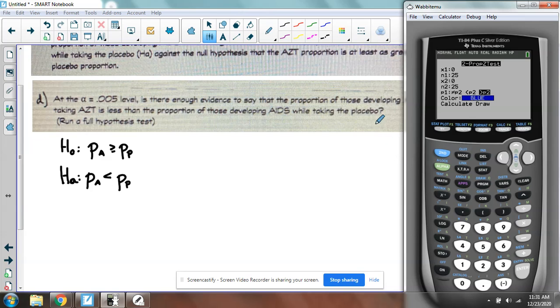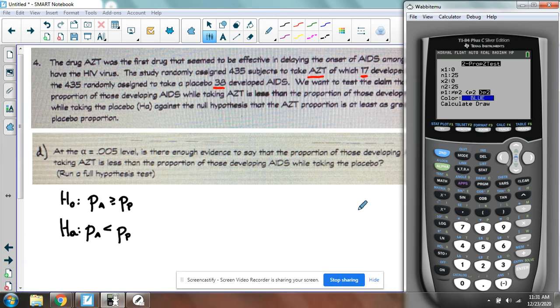Okay, we have two different proportions. The first thing is x1. That's how many people in group 1, quote unquote, found success, which is not successful because it's developing AIDS. So 17 out of 435. In the second group, 38 out of 435. And we're trying to show that the first group, which was the A group, is less than the second group. So we have P1, which is A, is less than P2.